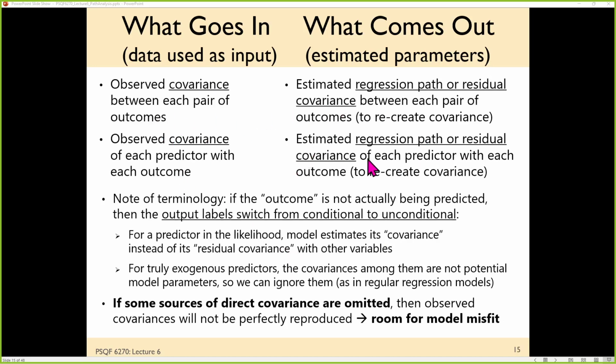Here's where the problem can come in. What's going in as input to this process is the observed covariance between every pair of outcomes, as well as the observed covariance with each predictor and each outcome. Covariances among predictors are not part of the story because they're not in the likelihood.